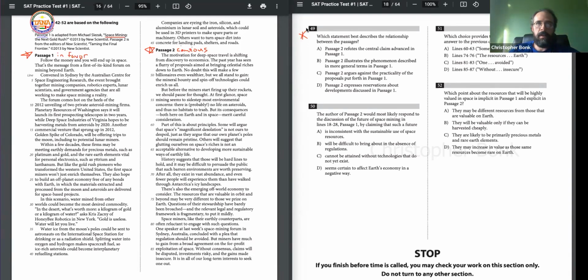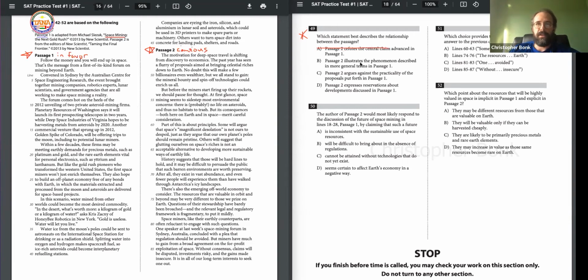So yeah, seeing some answers come in right here, as we started to see what's happening with A. Passage two refutes the central claim advanced in passage one. This would be something where they are complete opposites of each other. They are going against each other entirely. Not the case, since passage two is more in the middle, right? It's not refuting the central claim.